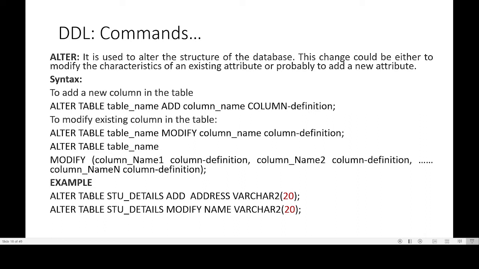So this is how we can alter the table, we can add a new column into the table, and we can modify the existing column. So for example, I can give ALTER TABLE, I'm modifying the table student details. I'm just going to add a new column, ADD address. So address is a new column which is being added into the table student details, and the data type is varchar, with a user defined limit 20.